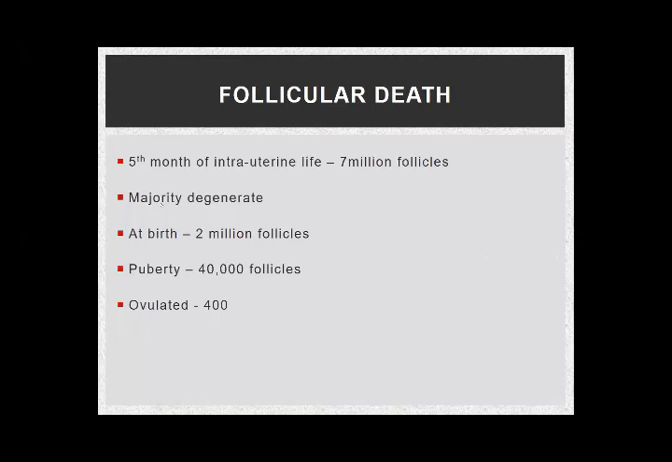By the 5th month of intrauterine life, you have around 7 million follicles. The majority of them degenerate, and at the time of birth, only about 2 million follicles remain. At puberty, a female has around 40,000 follicles, and out of these 40,000 follicles, only approximately 400 follicles are ovulated. The rest all remain there, and they undergo degeneration.